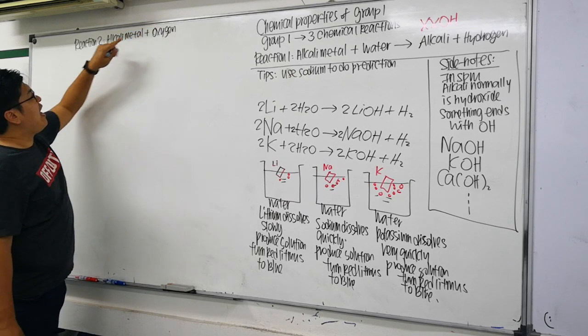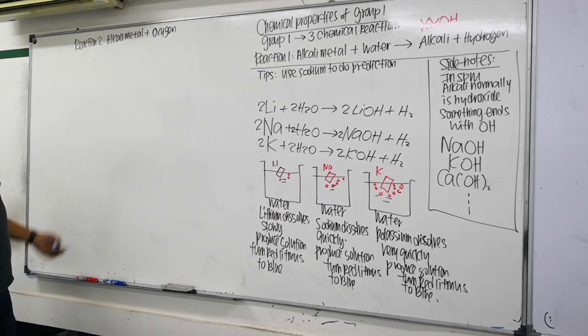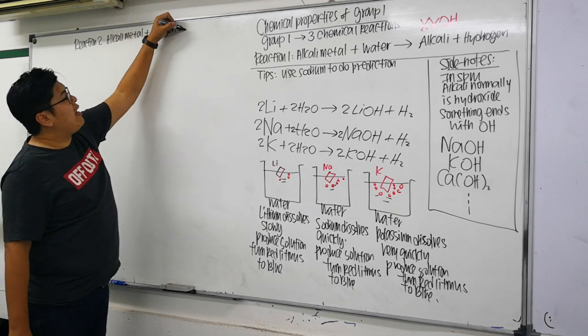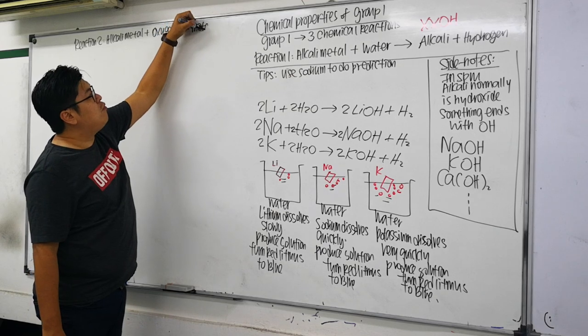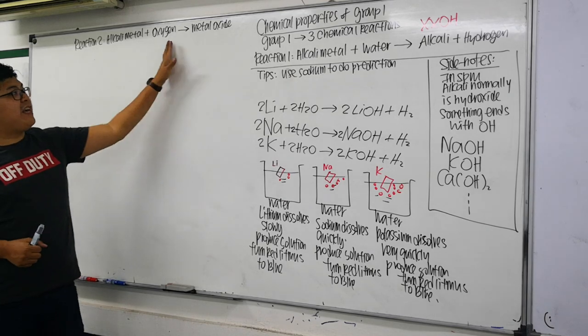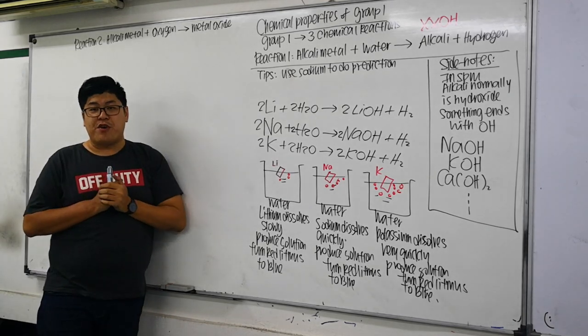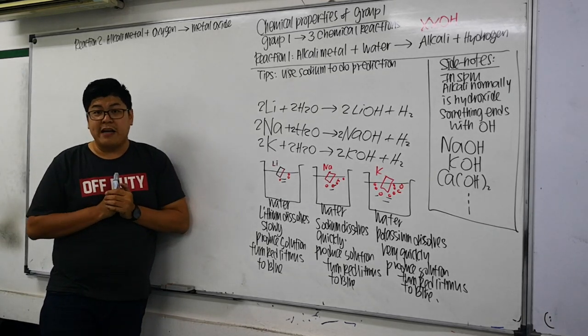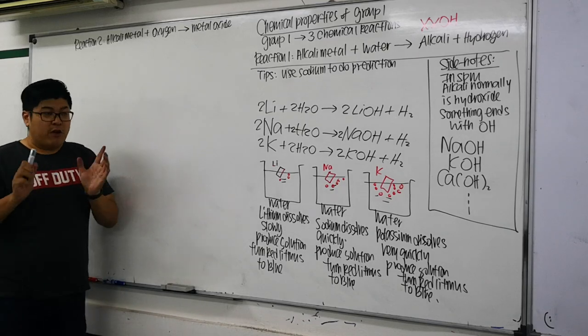I take the alkali metal and burn it in oxygen. So what will I form? I'll form a substance called metal oxide. Guys, anything that combines with oxygen forms an oxide.